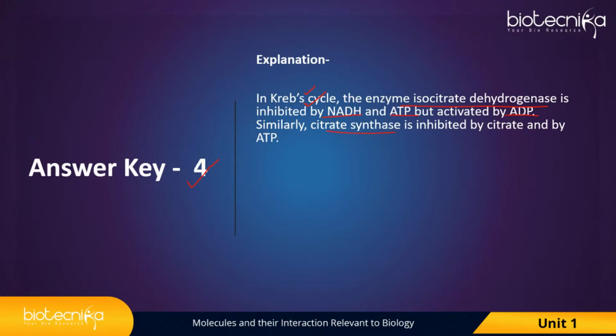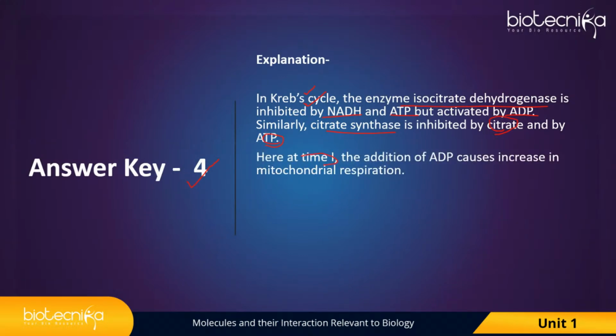Like that, citrate synthase also is inhibited by citrate and by ATP. Correct? So here at time 1, if you add ADP, now ADP is an indication that there is no energy source, right? There is less energy. So if you have ADP, it will increase mitochondrial respiration. The ATP synthesis will increase through oxidative phosphorylation.